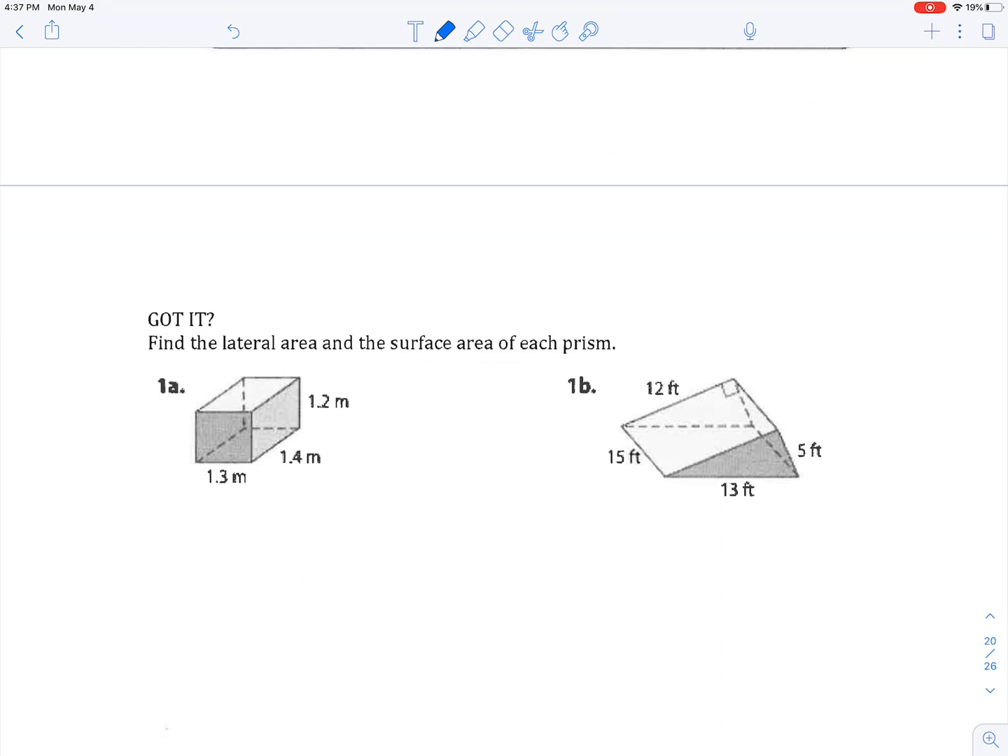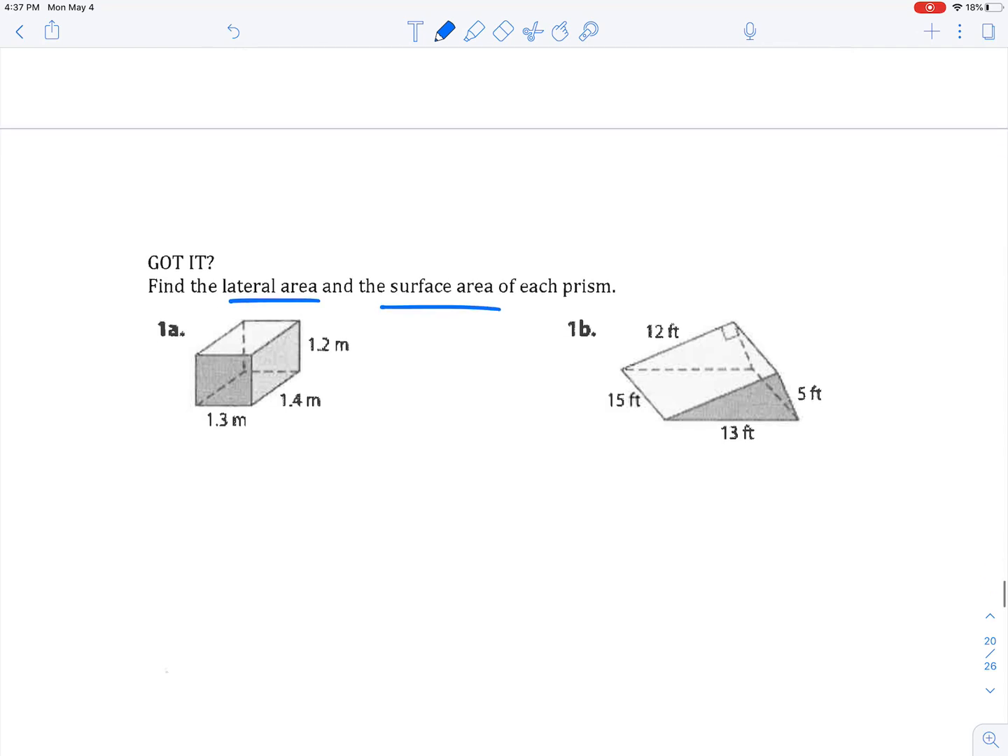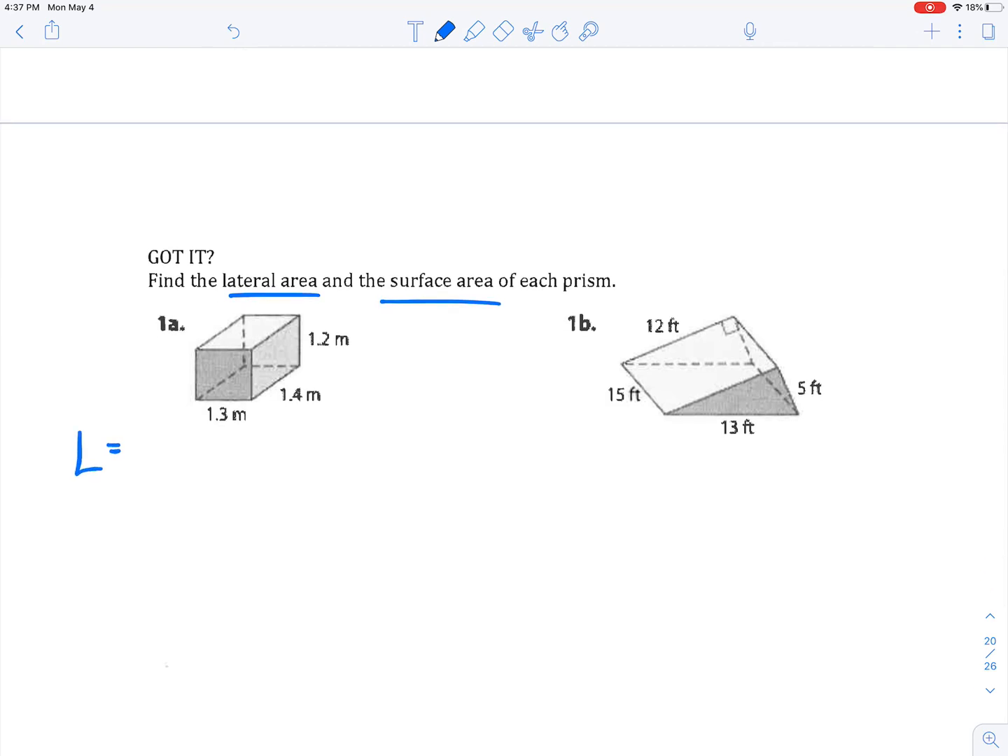1A says find the lateral area and the surface area of each prism. So always start with your lateral area. The lateral area is the perimeter of the base times the height. So let's look at our base. It's a rectangle. The perimeter is the distance all the way around. A rectangle has two sides that are congruent. So I'm going to have 2 times 1.3 plus 2 times 1.4. That's going to give me the distance all the way around the base.